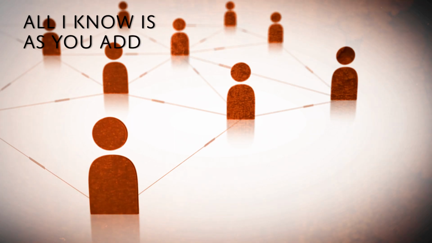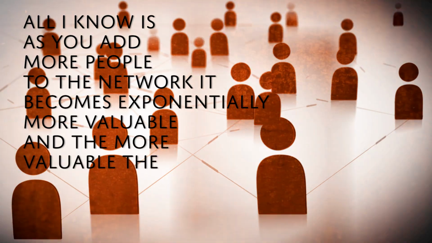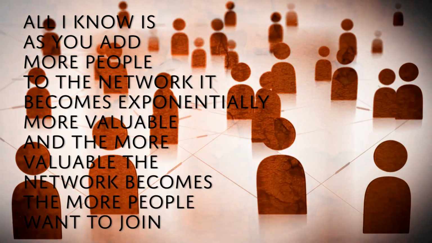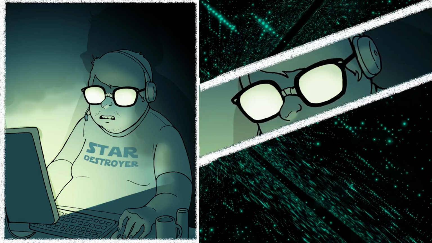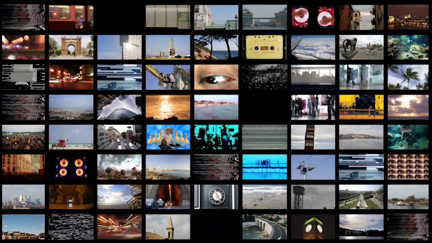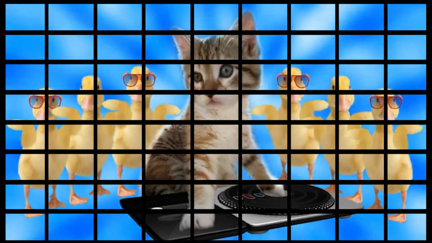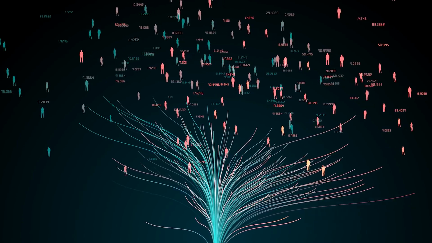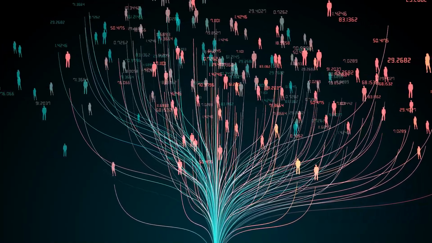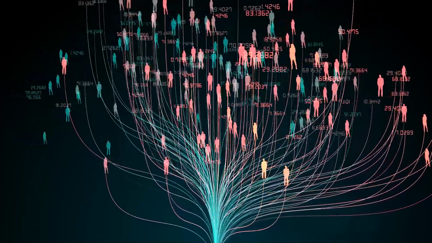All I know is as you add more people to the network, it becomes exponentially more valuable. And the more valuable the network becomes, the more people want to join the network. The internet is a great example of this. Originally, the internet was just full of basement-dwelling giga nerds. But over time, more websites, more chat rooms, and most importantly, more cat videos started to show up on the network, and it became infinitely more popular. The point we need to understand here is that the value of a network is not necessarily based on the goods and services of that network, but on the network itself.